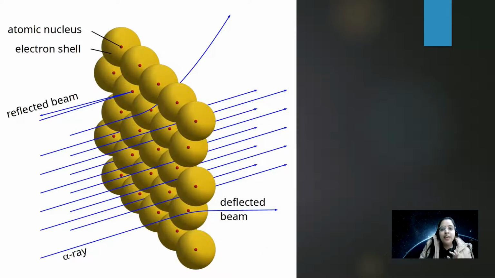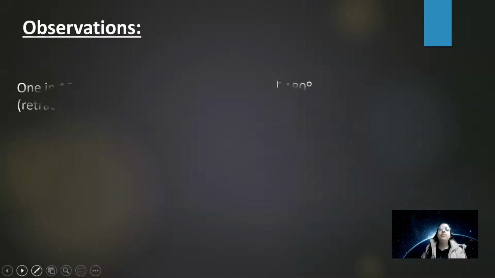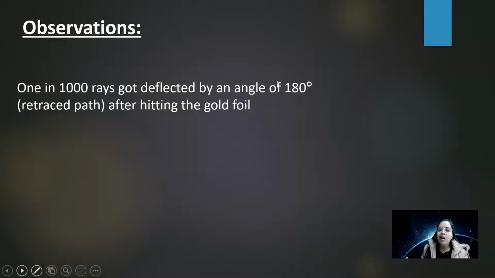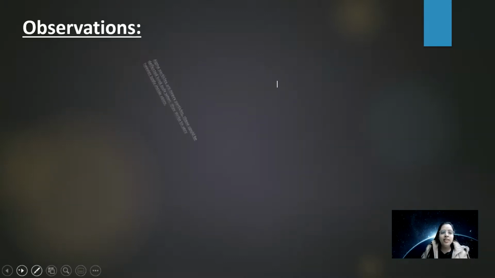Your third observation is, if there are 1,000 particles, out of 1,000 particles, let's say only one particle is retracing its path, just like this. See, this alpha ray is going this way, and it retraces its path, right? It is deflecting almost at an angle of 180, right? So this is your third observation, that 1 in 1,000 rays got deflected by an angle of 180 after hitting the gold foil. So what is the conclusion here?